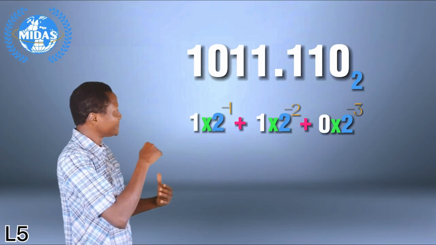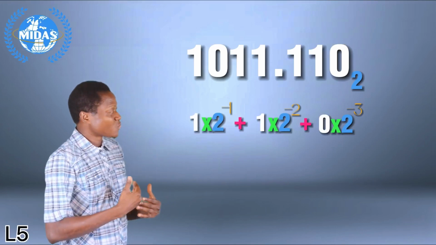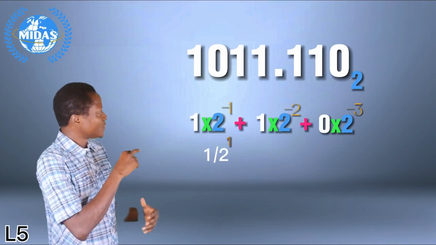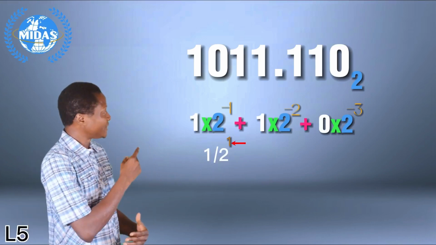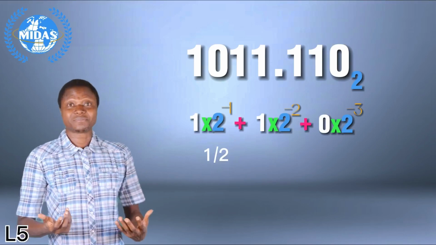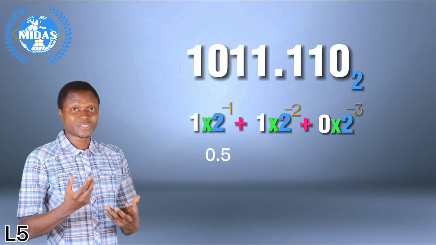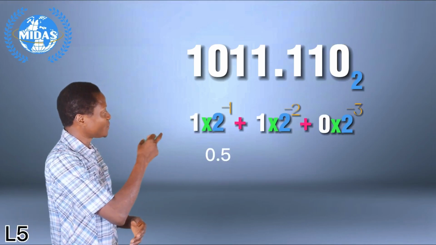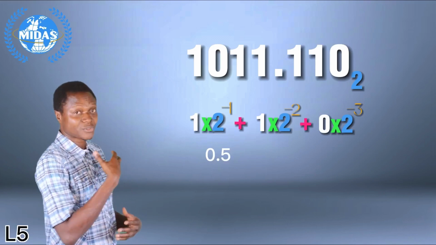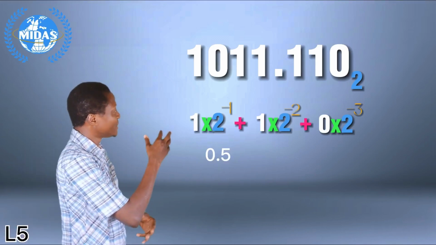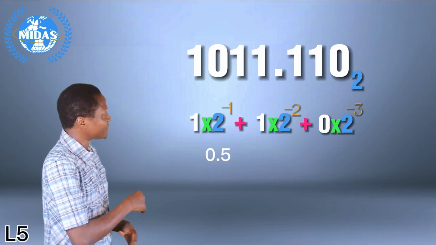So 2 raised to the power of -1 is the same thing as 1 over 2 raised to the power of 1. So 2 raised to the power of 1 is 2. 1 over 2 is half, which is 0.5. So what we have there is 0.5, because 0.5 times 1 is going to give you 0.5. Anything times 1 is itself. All right? So it's going to give us 0.5.